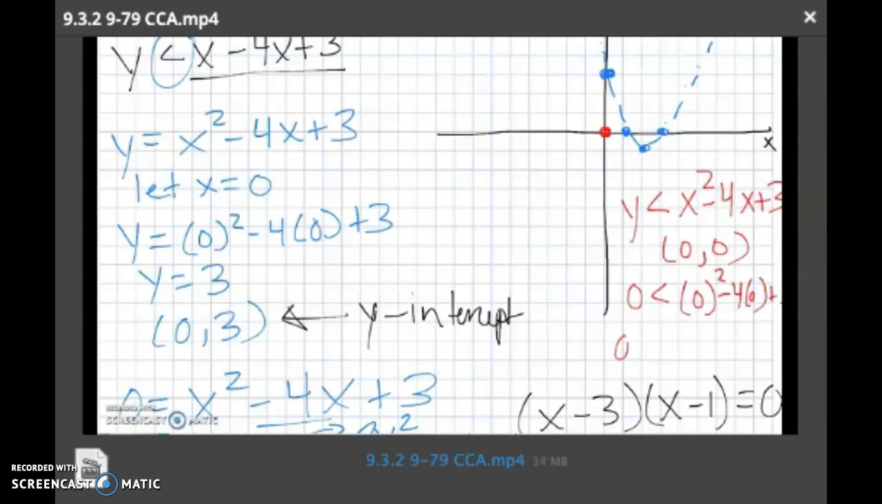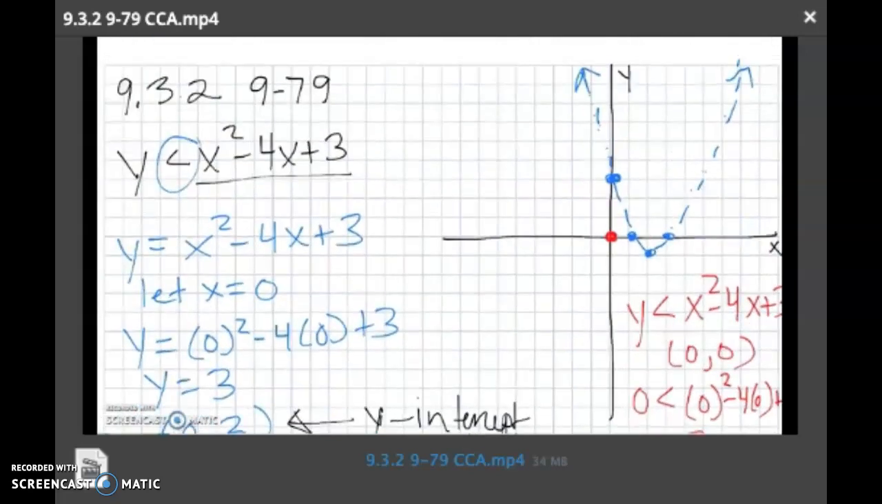Okay, so I get that 0 is less than, so 0 squared is 0, negative 4 times 0 is 0, so those go away and I'm left with 3. So I get 0 is less than 3. That's a true statement. So since it's a true statement and the point 0, 0 is below my parabola, I am going to shade in all of the points below my parabola.